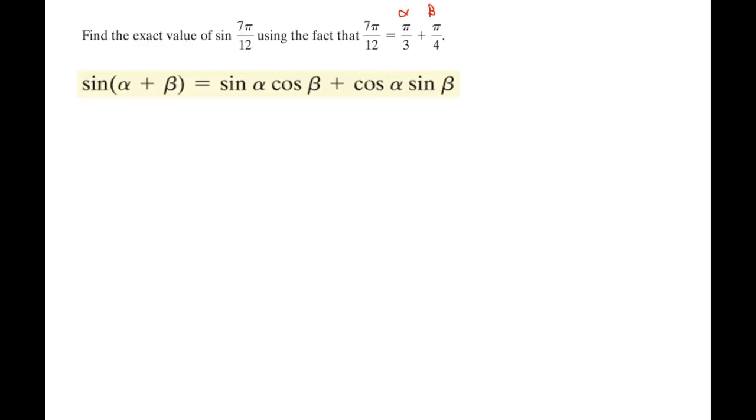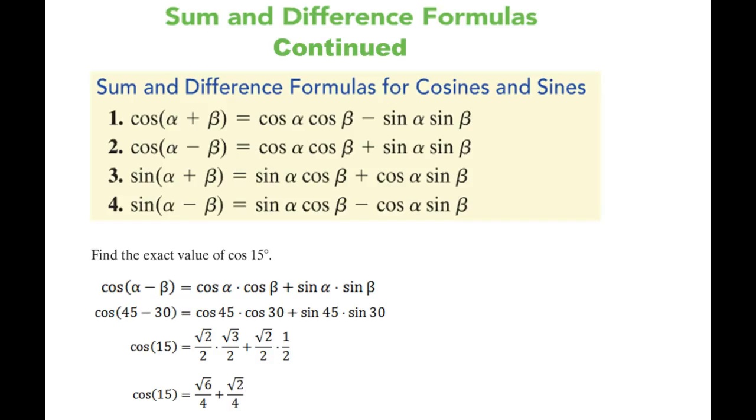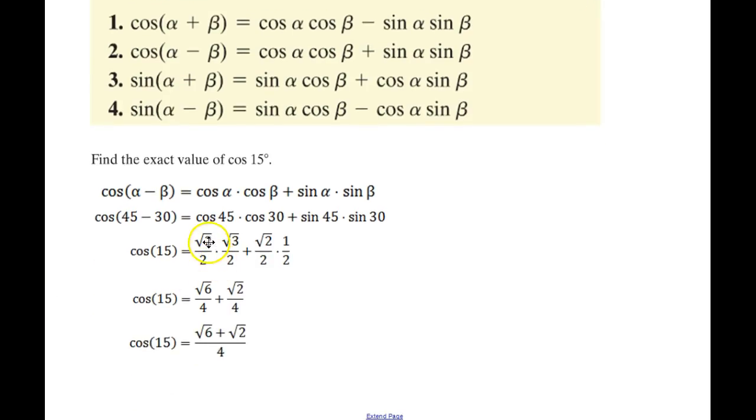Then we can go straight into this formula. Plugging in pi over 3 for alpha and pi over 4 for beta, we end up with this expression, and then simplifying: sine of pi over 3 is square root of 3 over 2, cosine and sine of pi over 4 are square root of 2 over 2 for both, and the cosine of pi over 3 is a half. If that looks familiar, it should, because that's what we just saw in the last problem, and we ended up with this, square root of 6 plus square root of 2 over 4.